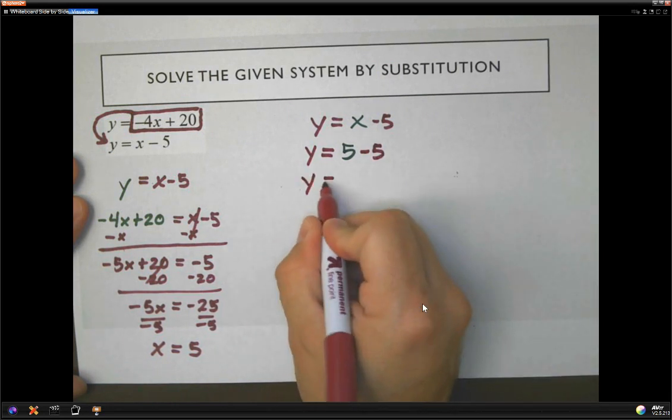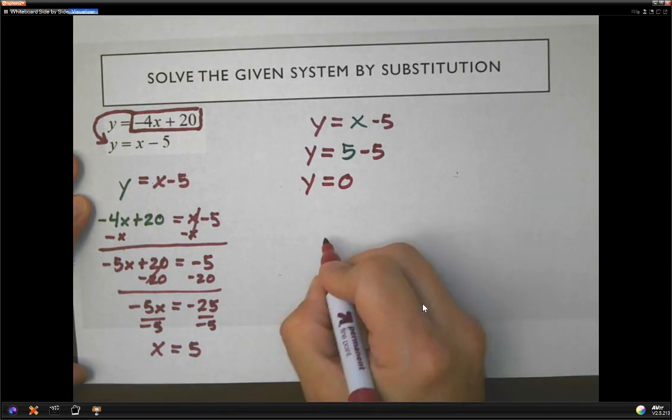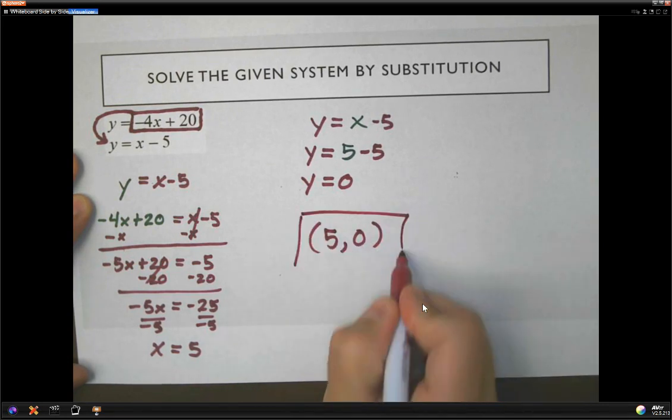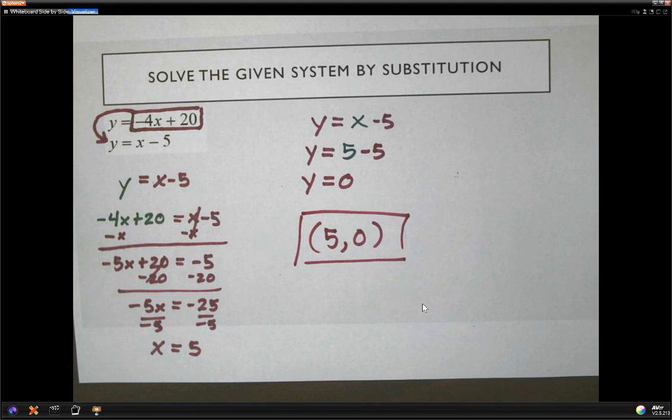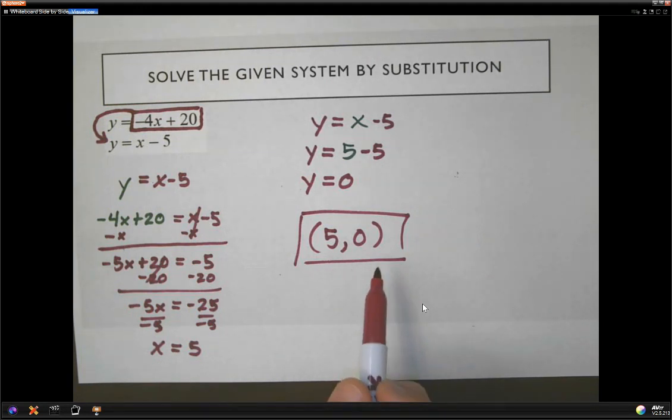We simplify. Well, 5 minus 5 is 0, and now I have found both the x and the y. So the actual and final solution to this system is the point (5, 0). Now again, if I were graphing this, I would see that these two graphs intersect right at that point (5, 0). But instead of graphing it, we did it algebraically. We worked it out and we found the point. And again, remember, you're always trying to find both the x and the y value. You can't just have one or the other, you need the complete point.